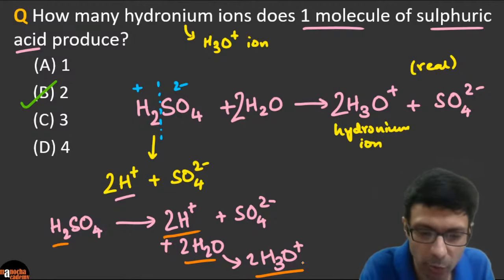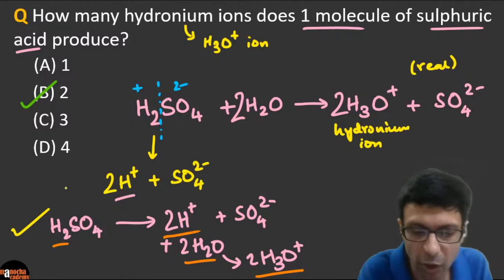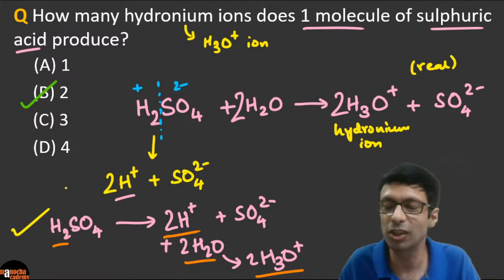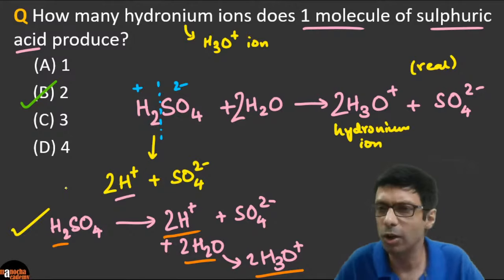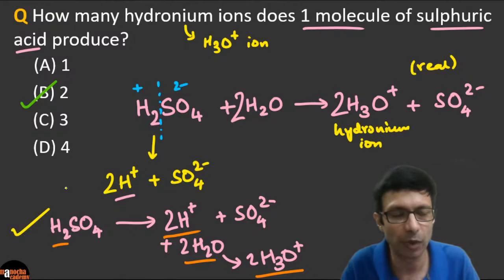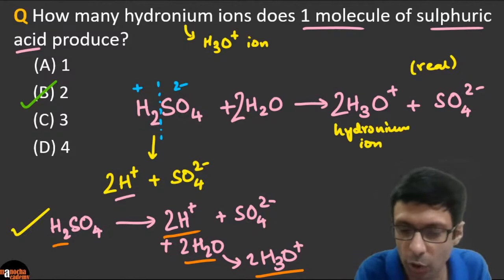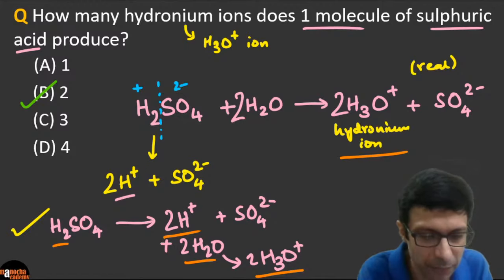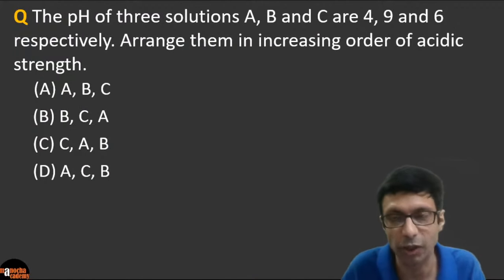I showed you the real equation and I showed you the shortcut trick also, how to think. One molecule produces 2 hydrogen ions. Each of those hydrogen ions will combine with molecules of water because there are plenty of molecules of water, right? There's no shortage of that, and they will produce 2 hydronium ions as you can see in the equation. Excellent guys, excellent. Now let's take another look at another question.